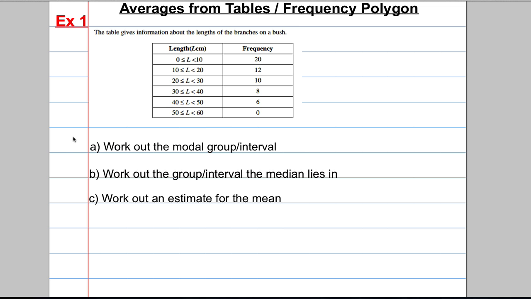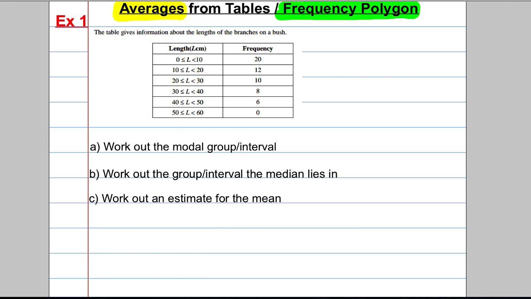So here's a typical question. Now, we're going to copy everything down I do here. Let me just explain a little bit before I get into it. There's a couple of things they can ask you to do. They can ask you to work out all the three types of averages from this table of information. And the next thing I'm going to show you how to do, they're going to ask you to draw a frequency polygon from this table. And I'll explain both of those concepts in a second.